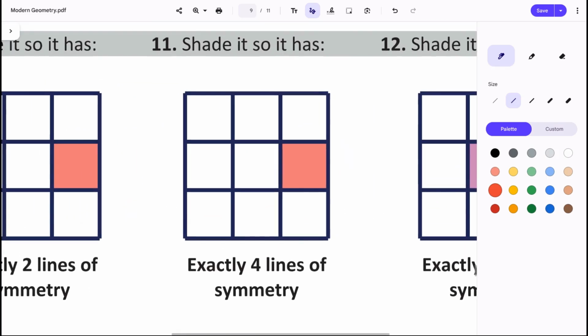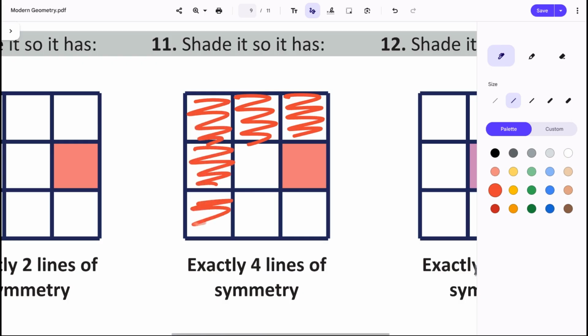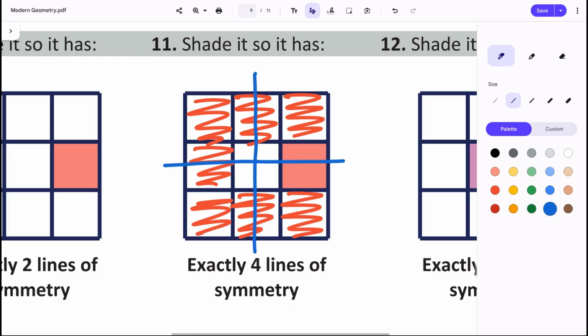Number 11 wants me to shade this so it has 4 lines of symmetry. JD? Everywhere around it except for the middle one. Are you meaning like the middles of all the rows, maybe? No, all of them except for the middle. Oh, like this. Yeah. That works. Because where are the 4 lines at? Horizontally, vertically, and then diagonally. Yes.